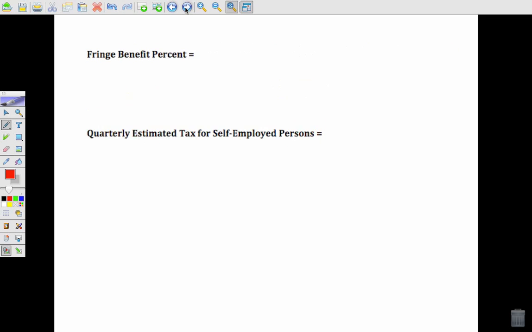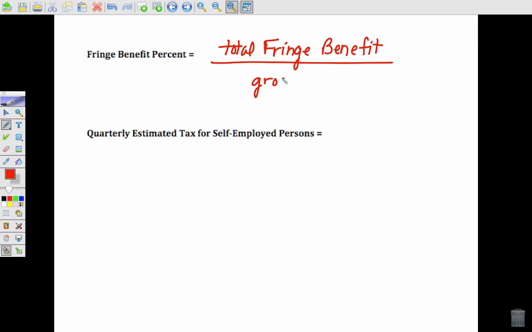The last couple of things we're going to do before we look at some examples is talk about how to find the fringe benefit percent. As in all percents, it's the total divided by gross payroll. So it's going to be the total fringe benefit divided by gross payroll.